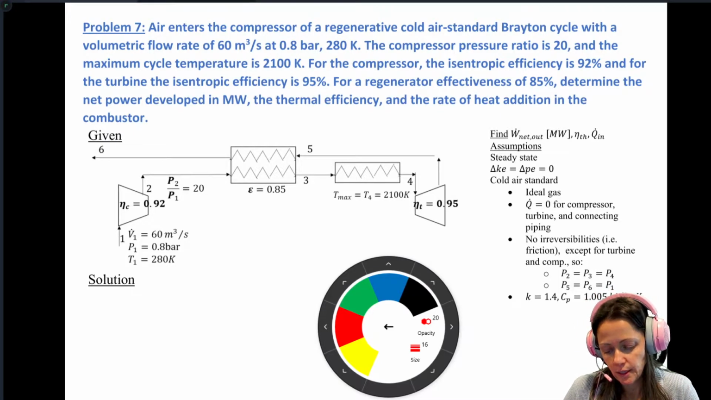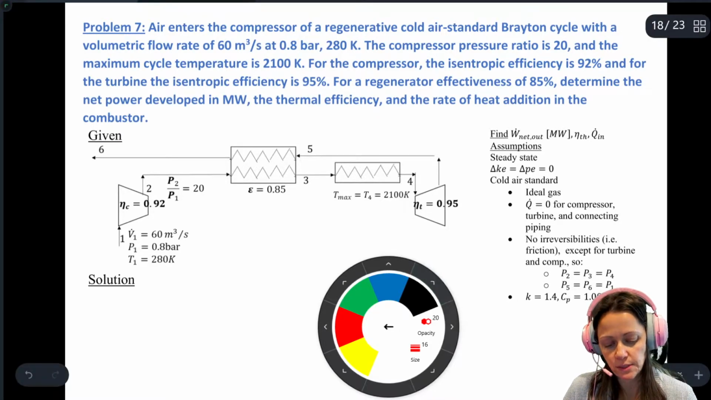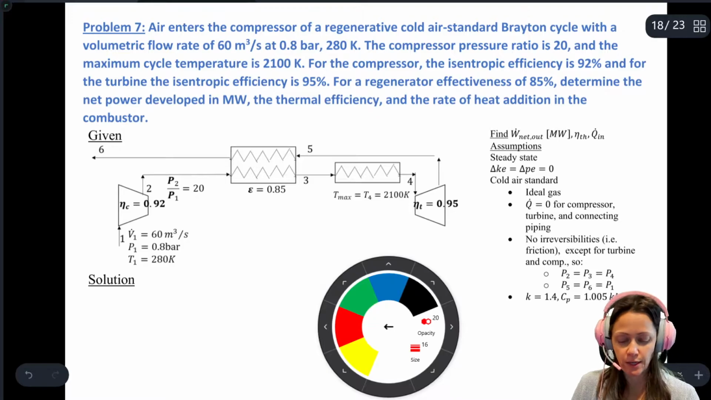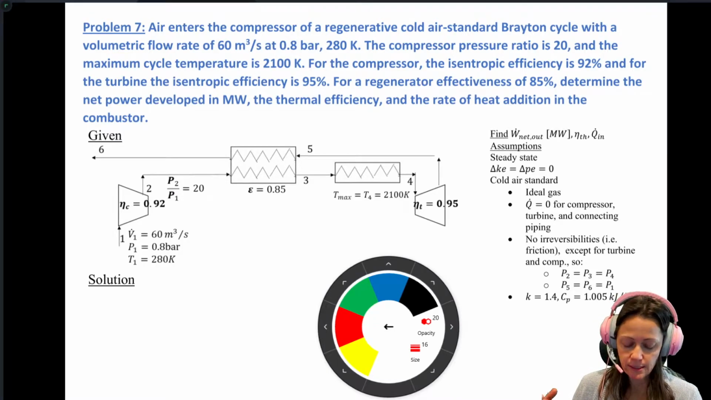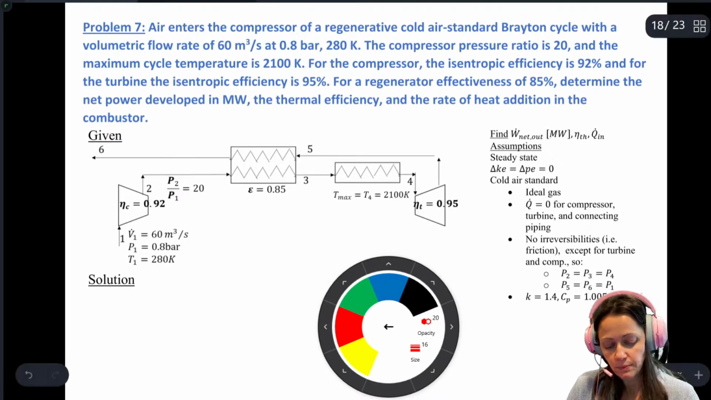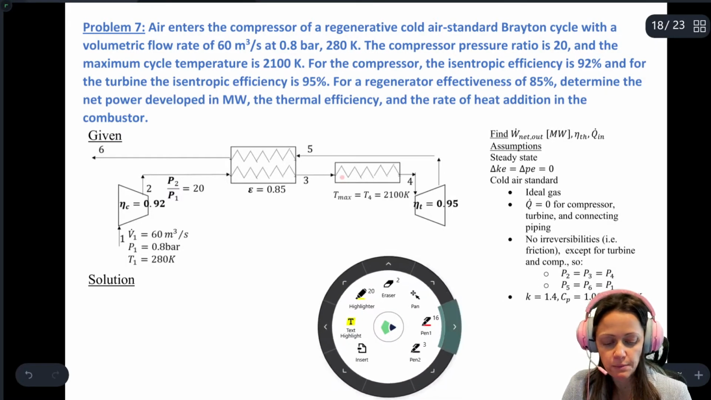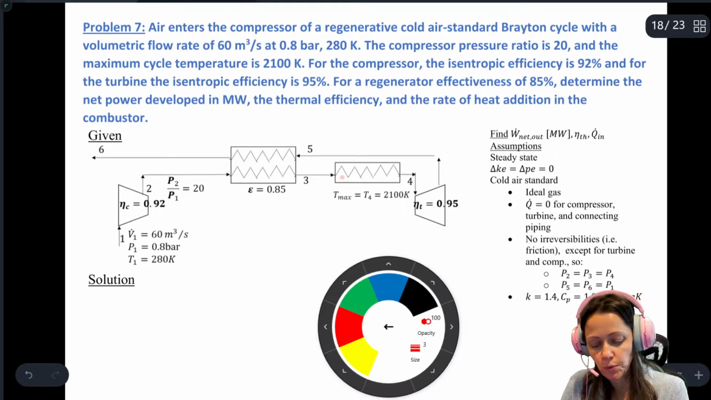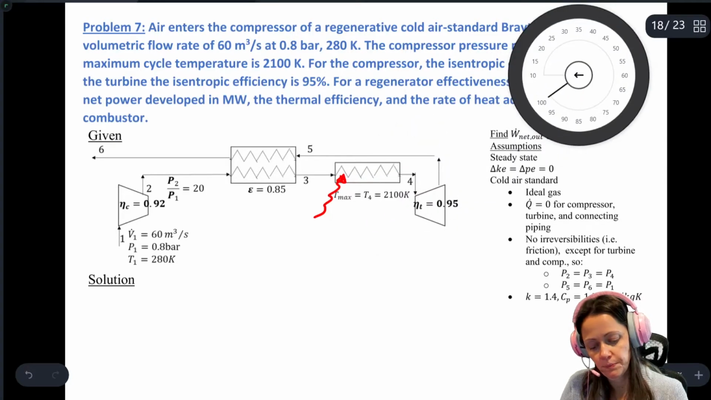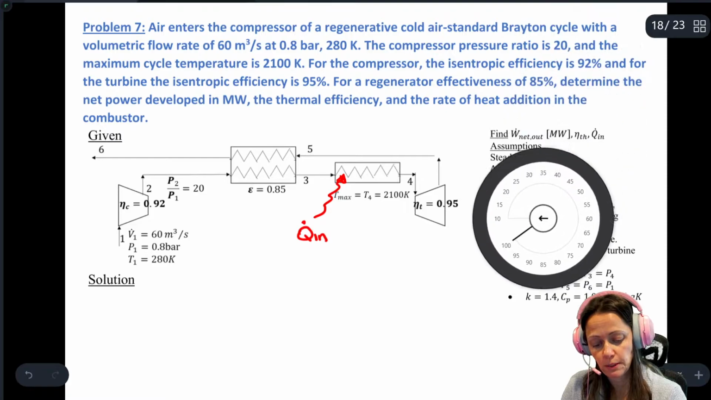The turbine, the maximum temperature in the cycle is 2100. And you'll see they didn't actually say that it's after the combustion process, but it stands to reason that the temperature is going to be highest for that combustion process. And so it would be up to you to know that this heat exchanger right here, which I'm going to put as Q dot, is how you're modeling that combustion process.